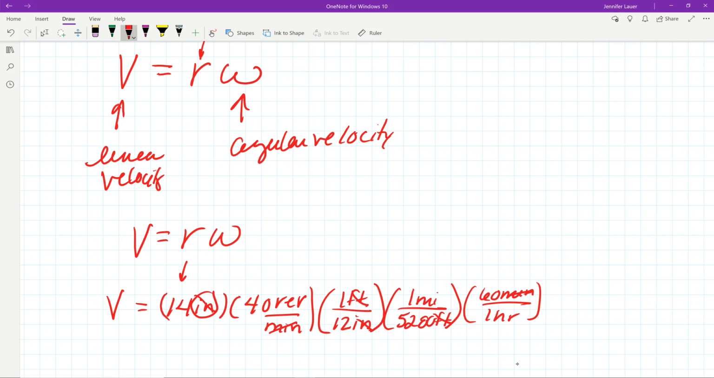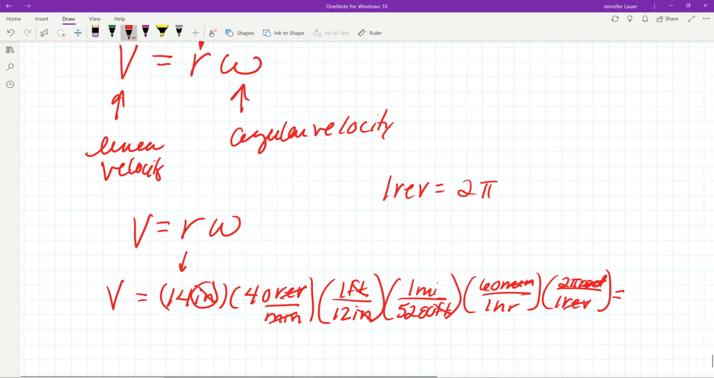So we need to know that for 1 revolution, you have 2 pi radians. Now, to be honest, you don't even have to write the word radians. I'm just putting it there so you understand 1 revolution is equal to 2 pi, because this just cancels out. Now, you do have to count the 2 pi. You have to multiply that.